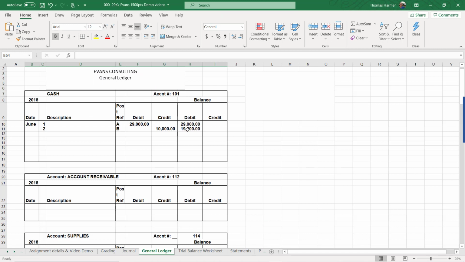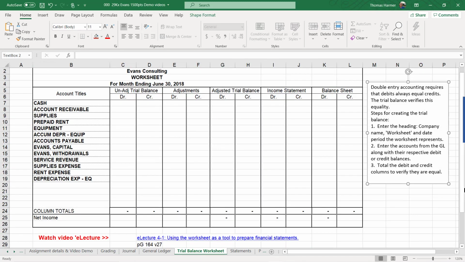Now, a trial balance, I have down here, here's our general ledger. Okay, and you see we've got our transactions A and B posted here, and we have our ending balances in each account. Well, what we have is the trial balance here. In a double entry accounting system, debits always have to equal credits, and the trial balance is a tool for verifying that debits do equal credits.